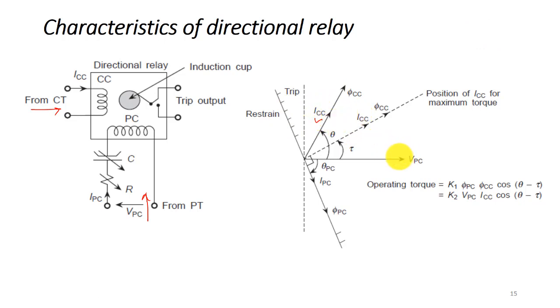The ICC phasor is this, and VPC is taken as the reference phasor, and ICC is leading by theta. Theta is the angle by which the current in the current coil is leading the voltage in the pressure coil. Now, what will be the current in the pressure coil? Obviously it will be lagging because this is an inductive coil. So the current is lagging by the angle theta PC to VPC.